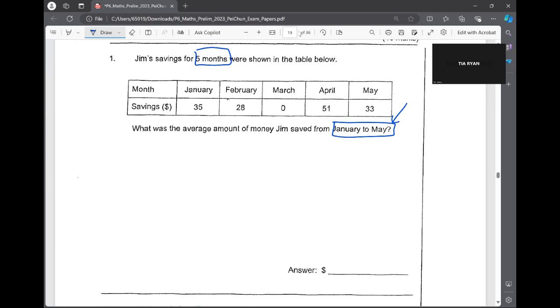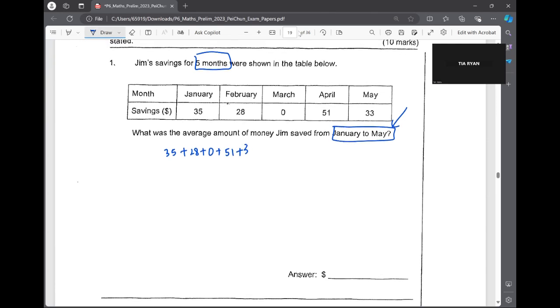So how to find the average? You basically have to add everything together: 35 plus 28 plus 0 plus 1 plus 33. Then we divide it by 5 to find the average. So you just take 35, 28, 20 plus 0 plus 51 plus 33. Okay, and we'll get the answer of 2940.